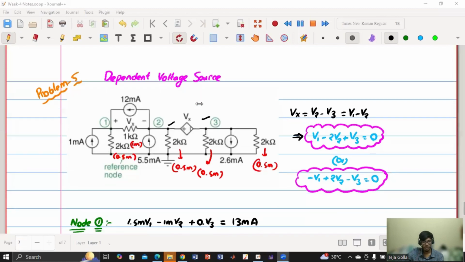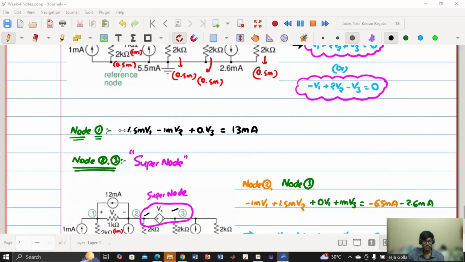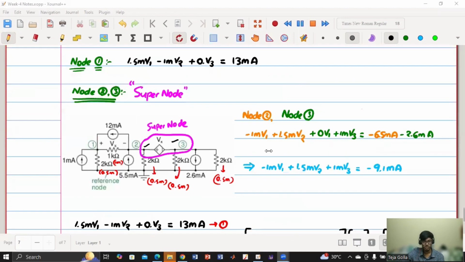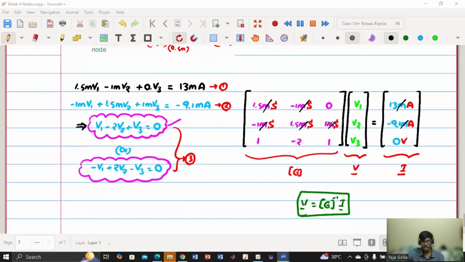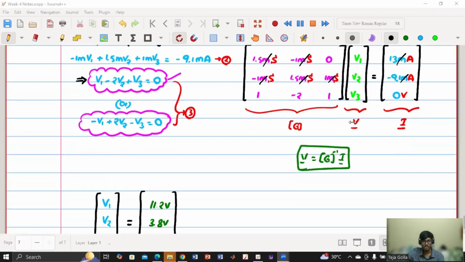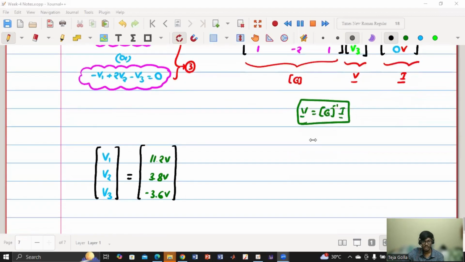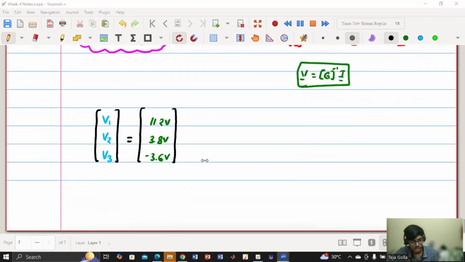Even if it is a dependent voltage source, from this voltage source we get one expression, from node 1 we get one expression, and from the super node we get another equation. These three lead to this matrix multiplication expression. And here also, two of these equations have amperes as the dimension on the RHS and one has voltage on the RHS, because of the dimensions on the LHS side. So by solving this, we get the expression, and that's how we solved it.